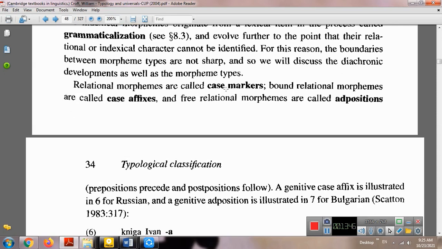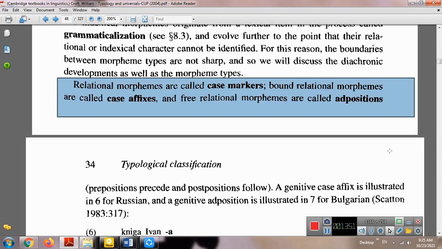Relational morphemes are called case markers. You should know that. Another name for the relational morpheme, dear student, is case markers. Bound relational morphemes are called case affixes, and the free relational morphemes are called adpositions. You should know all of these terms. They are important. You should mention them in your summarization task, and for your final exam you should know these names.